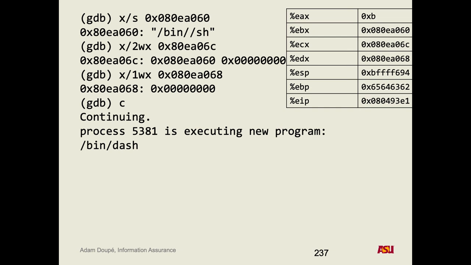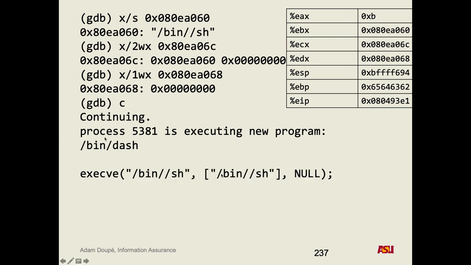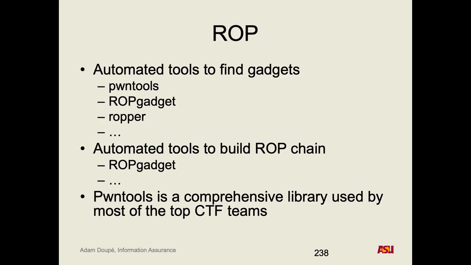We've essentially tricked, using little bits of the program's code, we've tricked it into execing slash bin sh with these arguments. So this is completely independent of any address space layout randomization. This is a super cool technique.